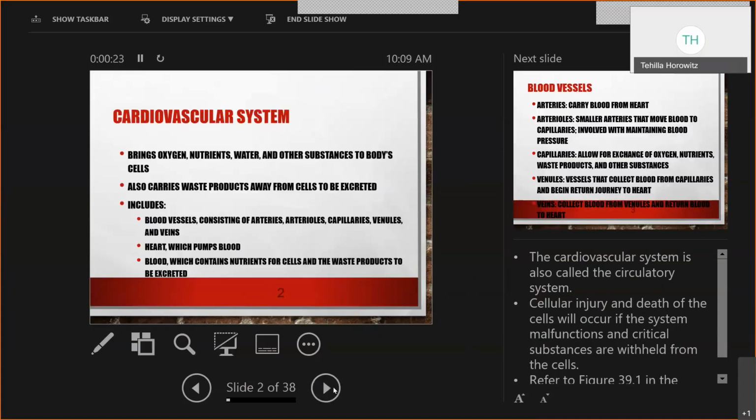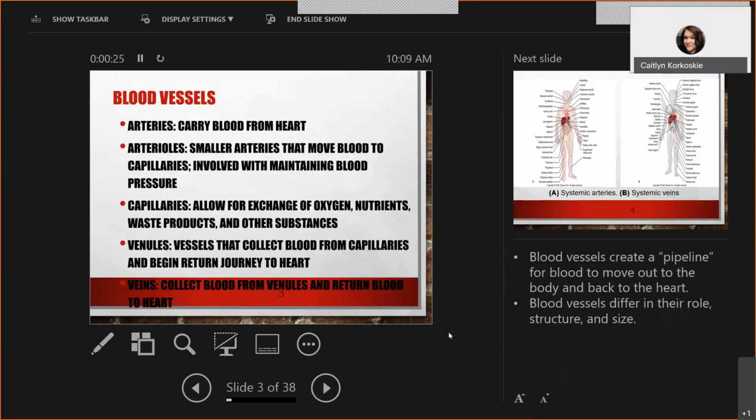But yeah, so in here, I have on the other slide what the anatomy is for the arteries and then the blood vessels, capillaries, all that kind of stuff. The blood vessels are the pipeline for blood to move out of the body and back to the heart. So that's what the vessels do. The blood vessels are basically getting the blood to go back up into the heart to get oxygen again and then kind of restart the process.